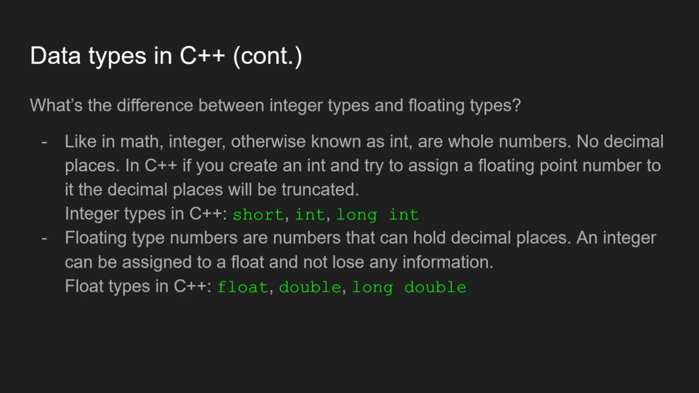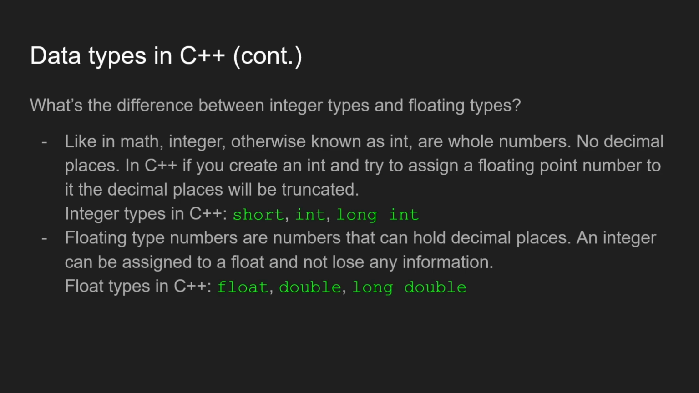Integer types in C++ again are the short, int and long int. You can also just say long. And floating type numbers are, again, numbers that can hold decimal places. An integer can be assigned to a float and not lose any information, because an integer doesn't hold decimal places to lose to begin with. The float would be able to handle it.